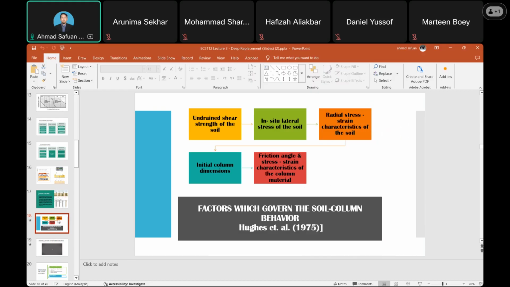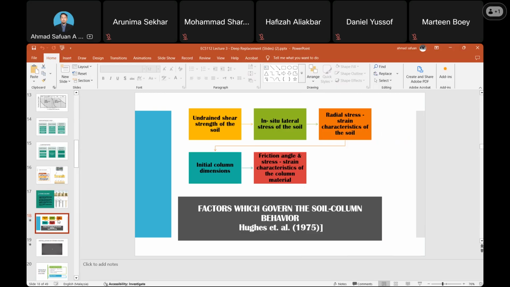That's been improved by using the replacement methods. So the factors which govern the soil column behavior. The first one is the undrained shear strength of the soil. So then we need to know what is the strength of the surrounding material, or the existing soil.